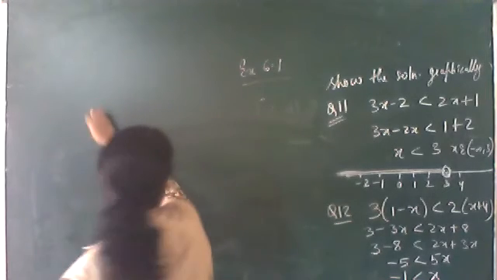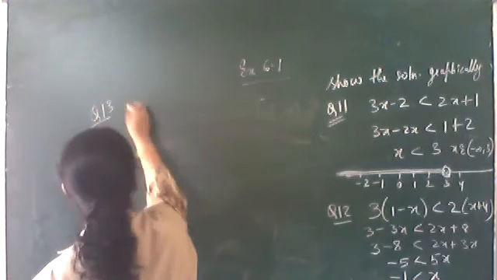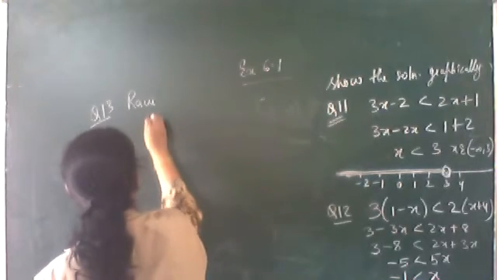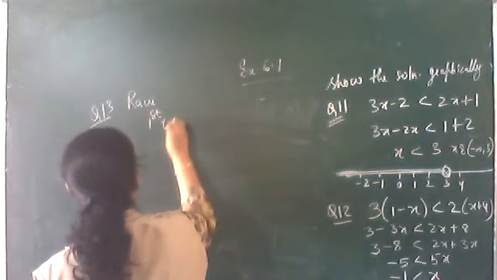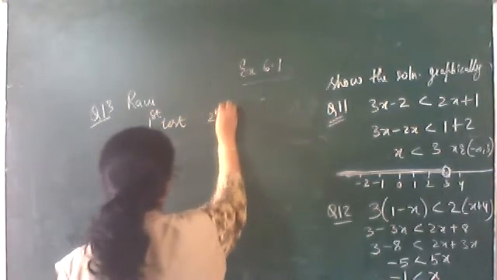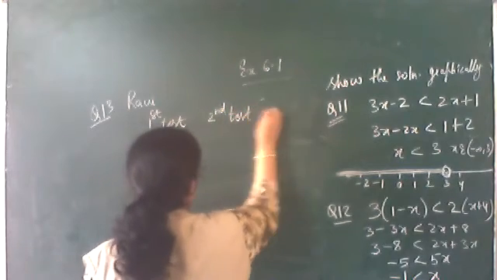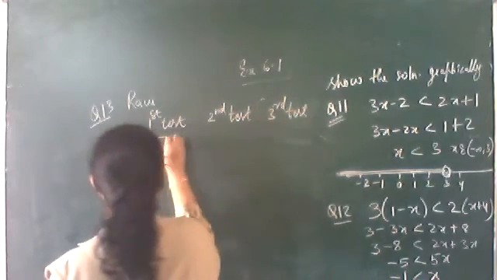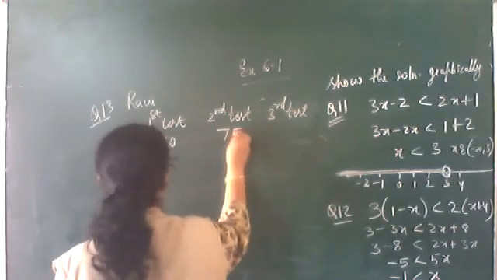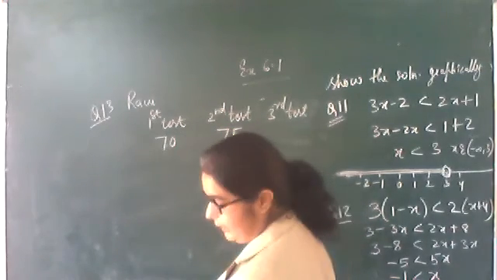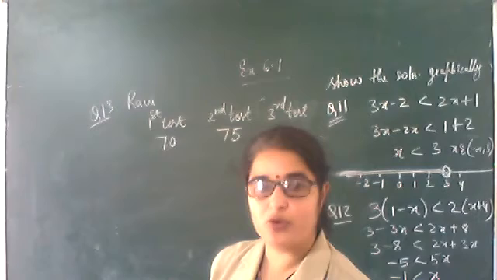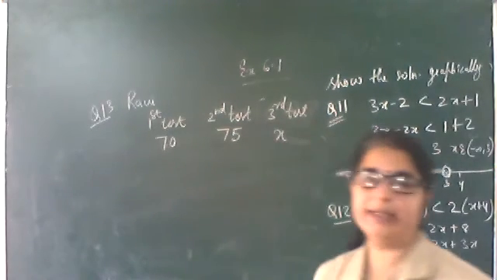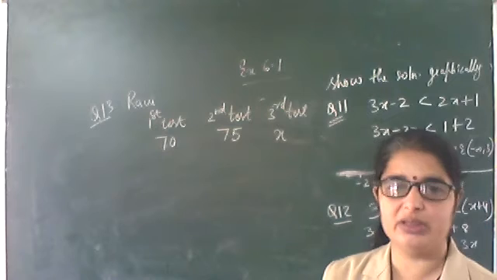So your question number 13 is, Ravi has scored in the first test, second test and third test. In the first test he scored 70 marks, in the second one he scored 75, and they are saying find the minimum marks he has scored in the third test. Let it be X marks he scored in the third test.